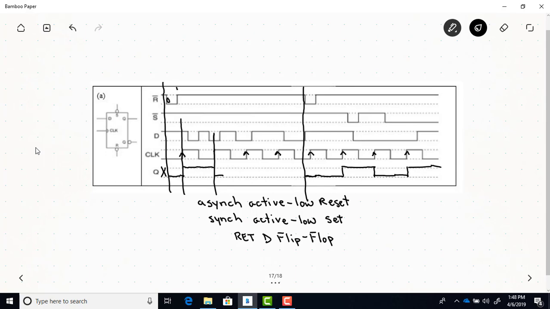So that's the key difference between asynchronous and synchronous: an asynchronous input, once it's activated, is going to function and make the Q output go the way it should go right away. It doesn't depend on the clock. But if it's synchronous, it's not enough for just the input to be its active value. It also has to occur during the time of a clock transition.